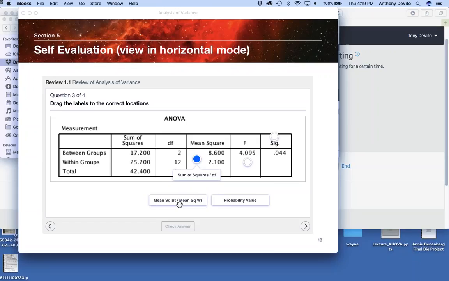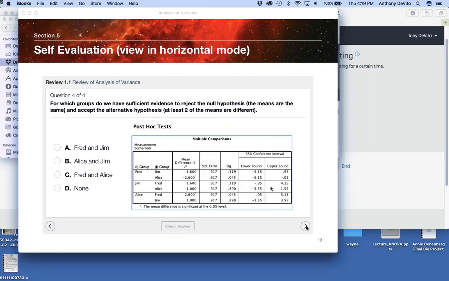Mean squares between over the mean squares within. Okay, and that's going to be the F score, which is going to be right here. And finally, the probability value, the significance, is going to be there. So that should be right.